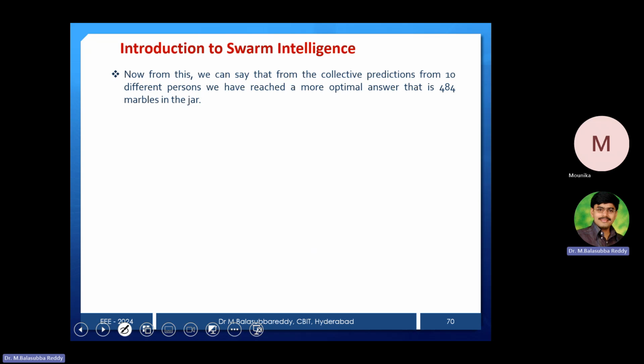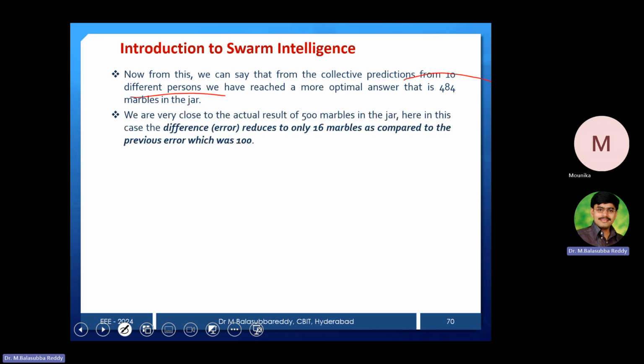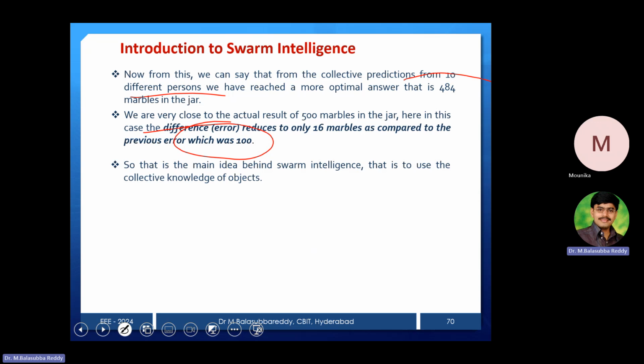That's what I mentioned here, from different persons, we got 480. That reduces the error to only 16 marbles compared to the previous one. If I ask one person, he may say only 100, but actually it's 500. That is the way we are able to do it.